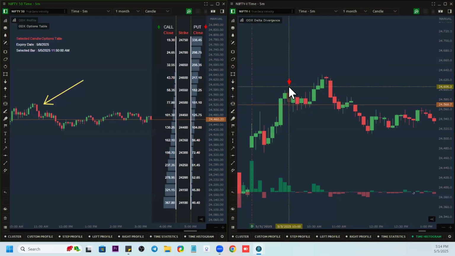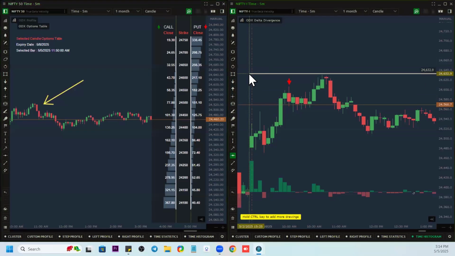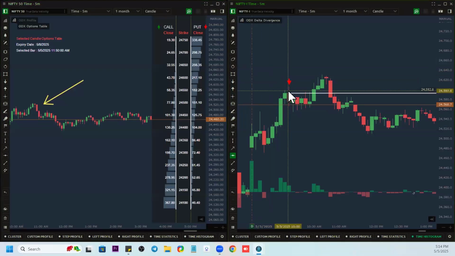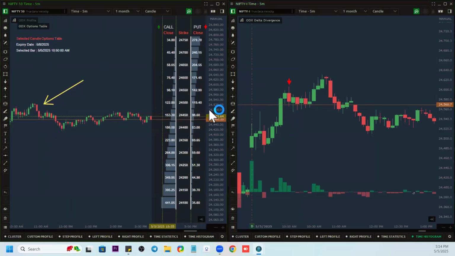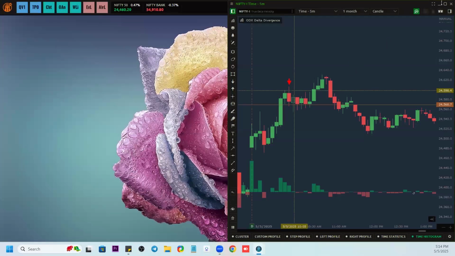So divergence gives you a much better idea, because if you personally ask me, reversals are much better and much clearer when you go with the futures data. And once you confirm it with the options, you have a much better game to trade. Okay. So this was the one.